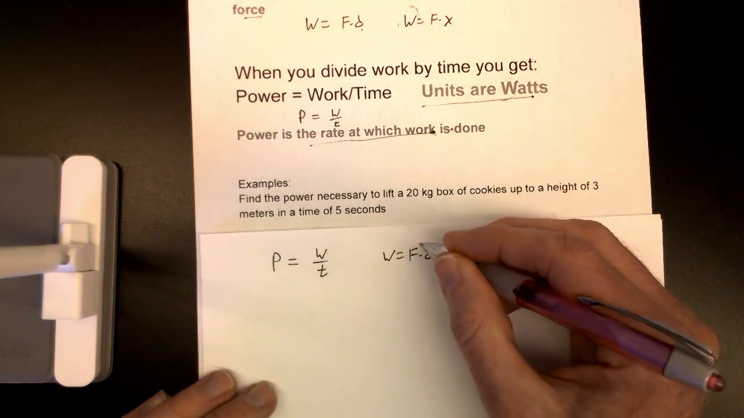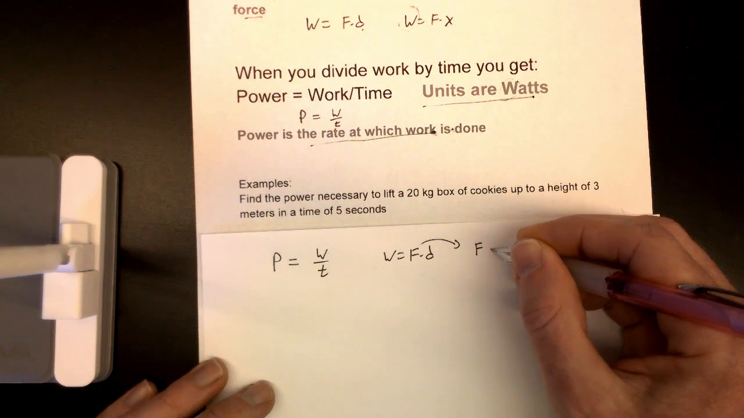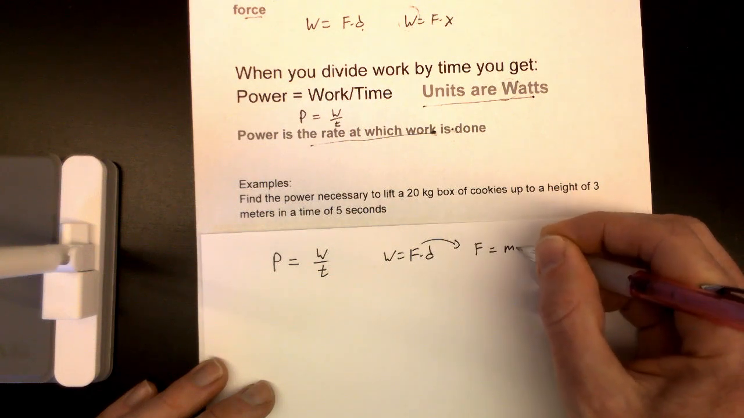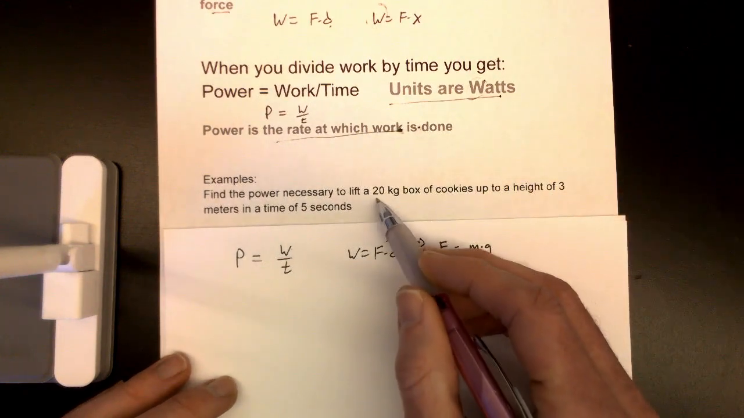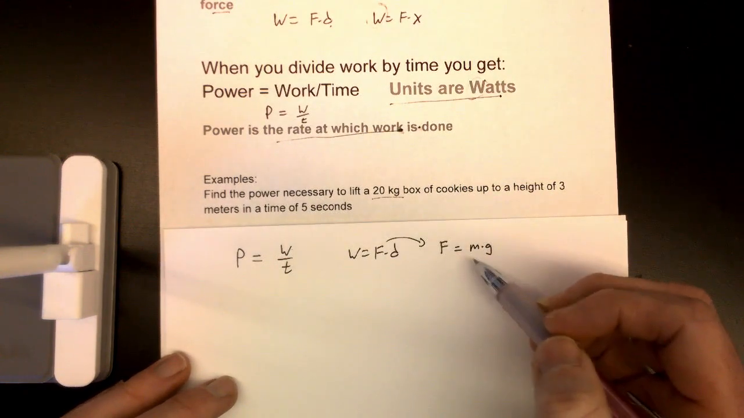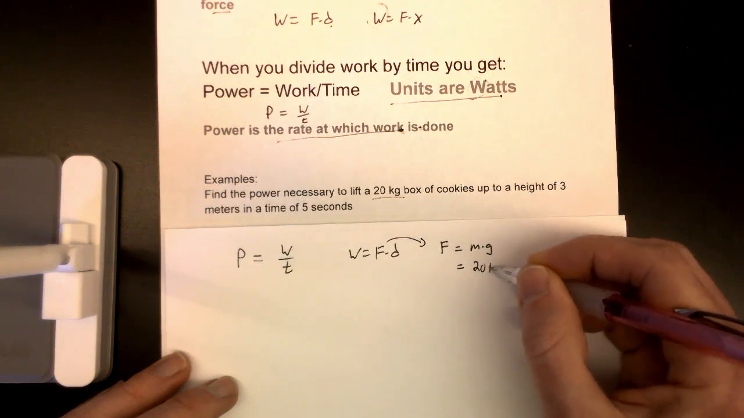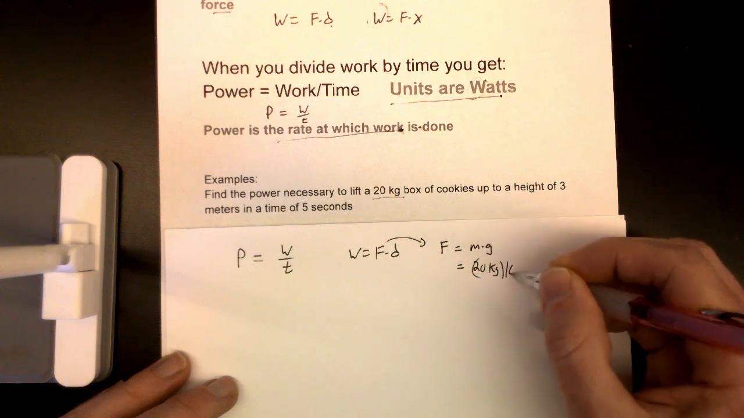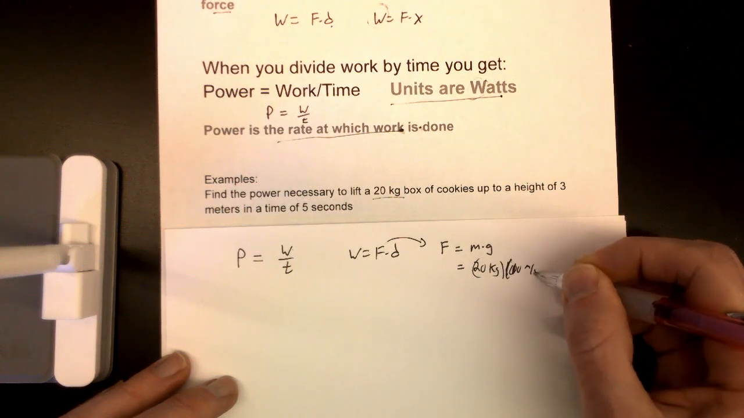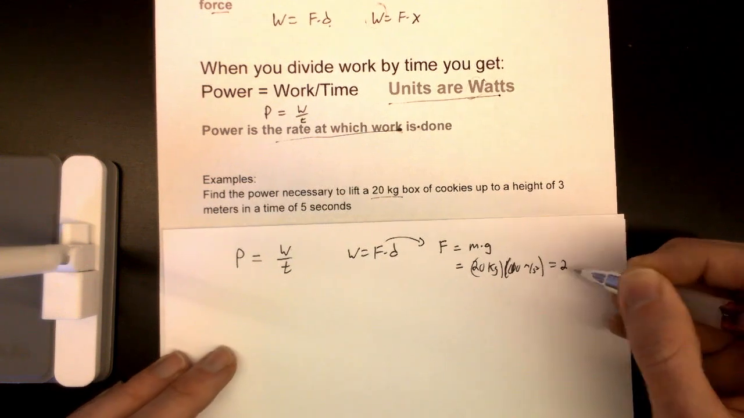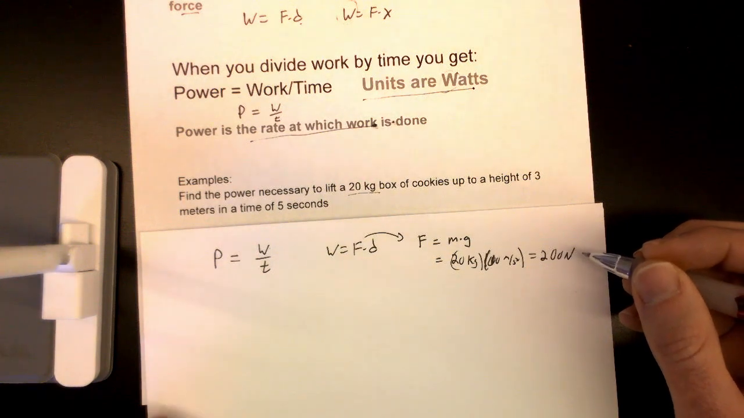And thinking about what this force is going to be, the force is going to be the force of gravity to lift up that object. So that's going to be mass times g. Right? So in this one, if I have a 20 kilogram box and I want to lift it up, how much force do I need to lift that up? Well, that's going to be 20 kilograms times 10 for our gravity, 10 meters per second squared. So that's going to give us 200 newtons. That's the force necessary to lift it up.